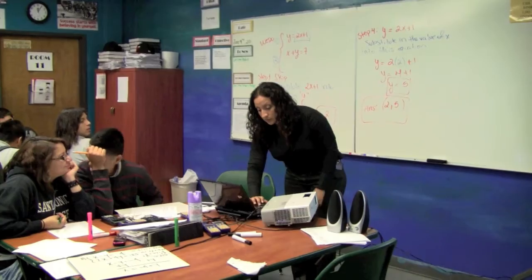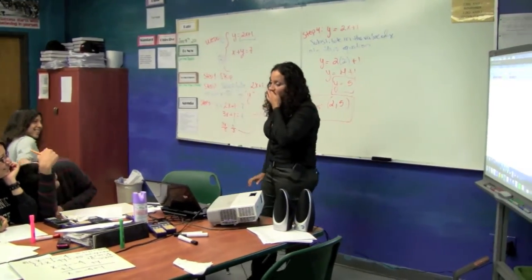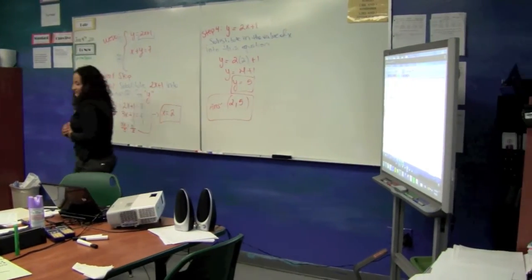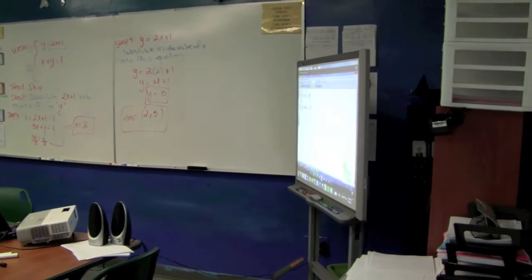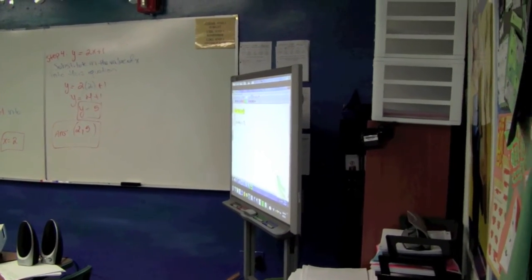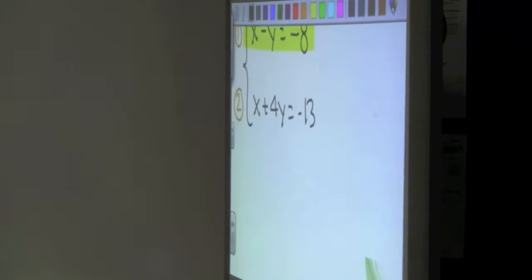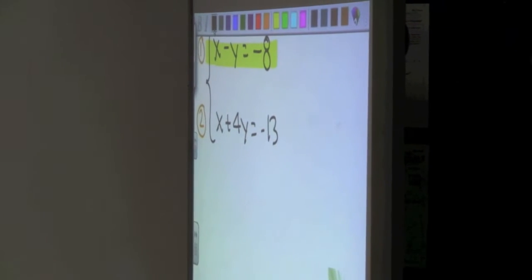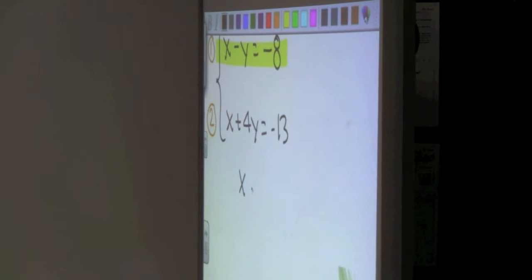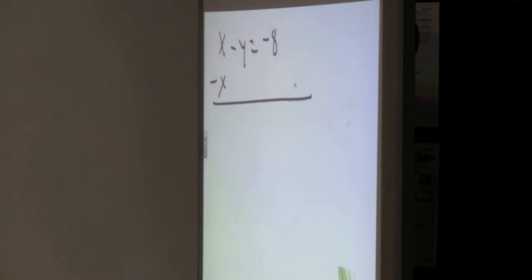We're going to be solving a system of linear equations. And to solve it, we're going to have to solve the first equation to make this problem simpler. So we have to write it out: x minus y equals -8. And to solve this, we're going to have to get y by itself, so you subtract x from both sides.